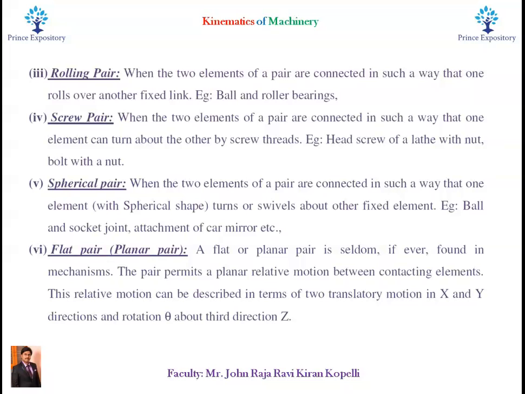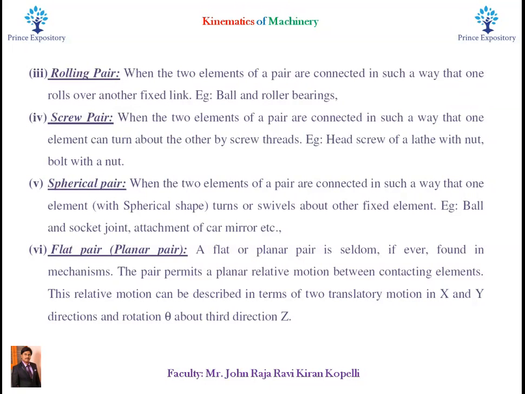Spherical pair. When the two elements of a pair are connected in such a way that one element with spherical shape turns or swivels about another fixed element. Examples: ball and socket joint, attachment of car mirror, etc.